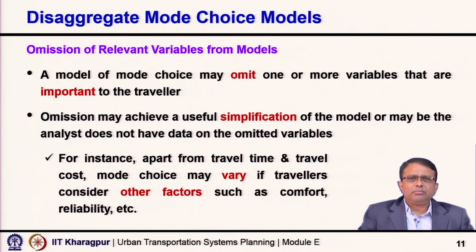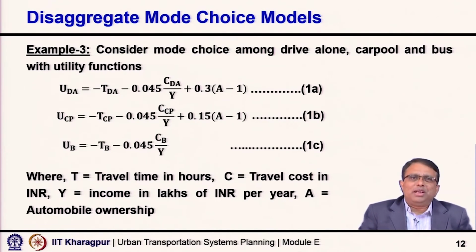Sometimes quantifying it is also a challenge. Of course, you can very well consider qualitative attributes in travel behavior models, that is not a problem. But this issue, omission of variables, is a very pertinent issue. So, let us take an example here. I have taken an example where there are 3 alternative options again. The options I did not change throughout all the lectures.